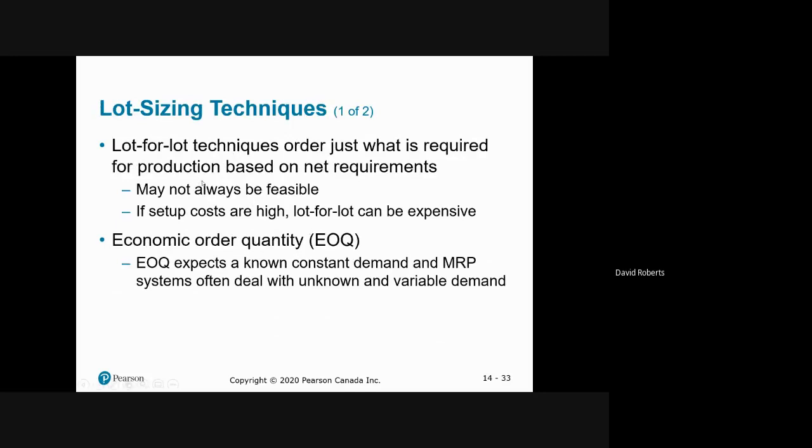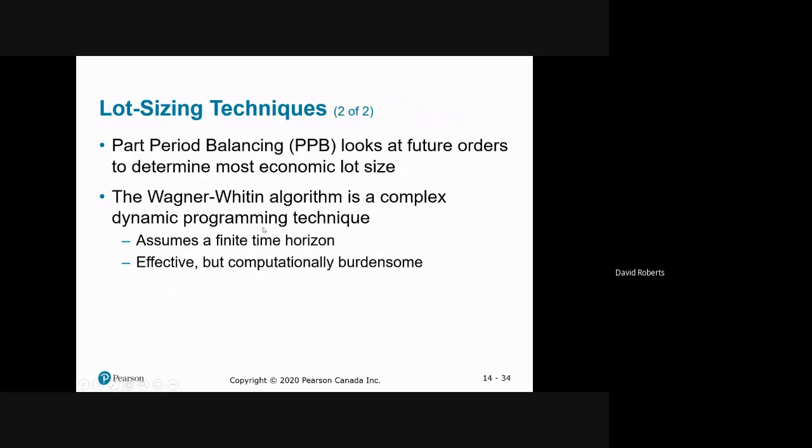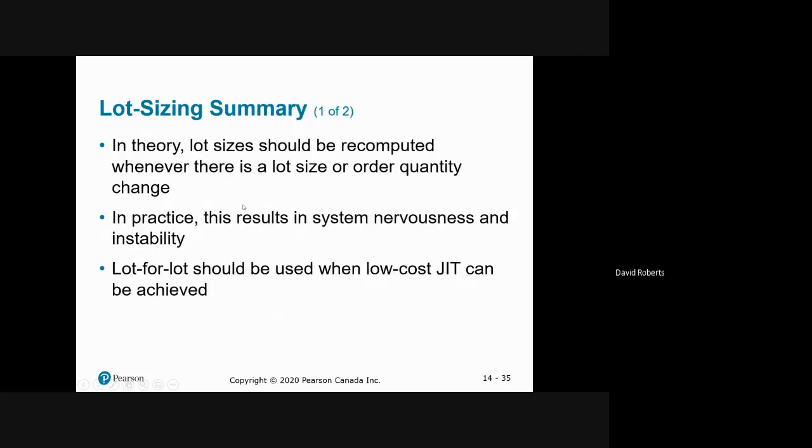Lot sizing, lot for lot is 1 for 1. Economic order quantity, again, was in chapter 12 on inventory. Partial period balancing, we're not going to really do, but I left it in. All right, and this Wagner-Whitin algorithm is, again, something that we don't deal with in an introductory course in materials management.